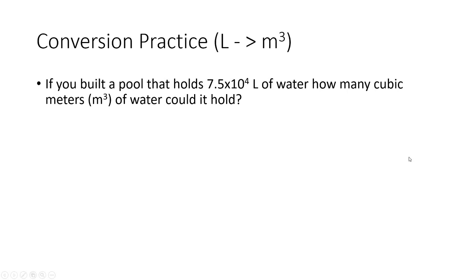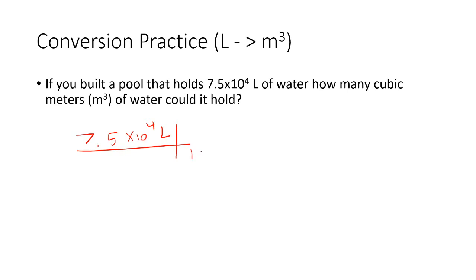Let's look at one more, this time with a cubic unit. So here, we start with a pool, and it's going to hold 7.5 times 10 to the 4th liters of water. What I want to know is how many cubic meters it holds. Well, the only conversion I know to get between something like liters into some unit that's got an m cubed is that a milliliter is equal to a cubic centimeter. So that's the only one I have memorized, and the only one I've asked you to memorize.